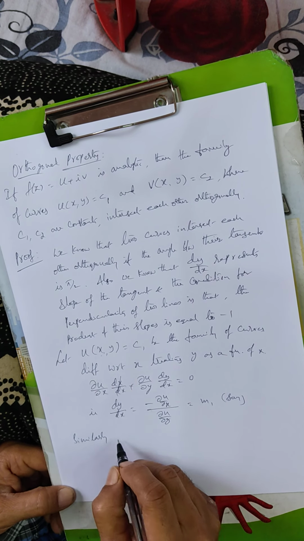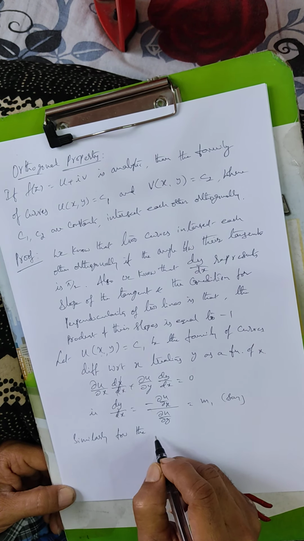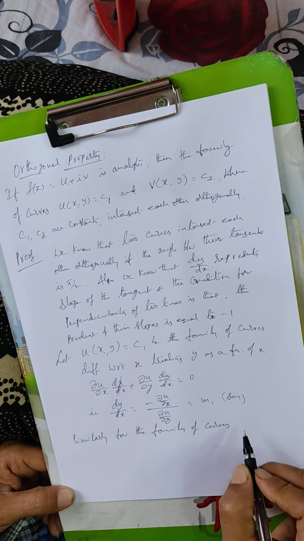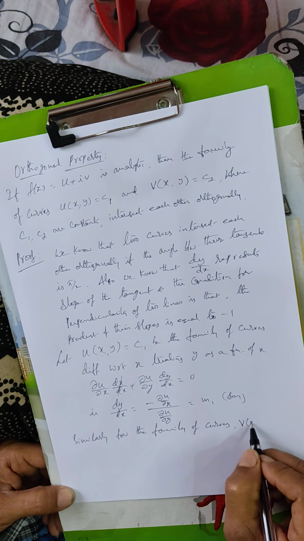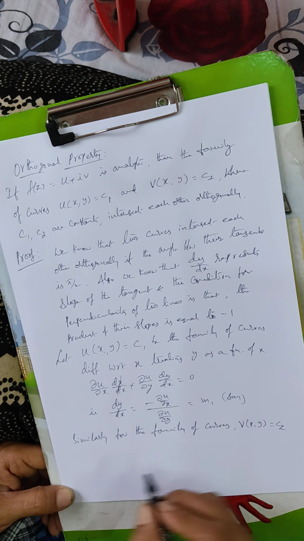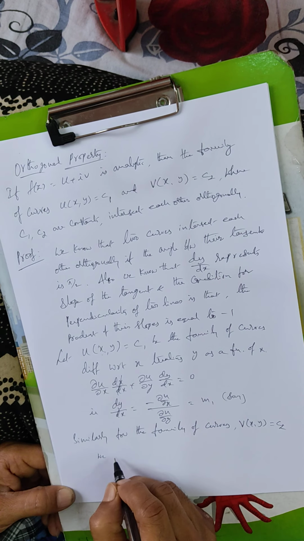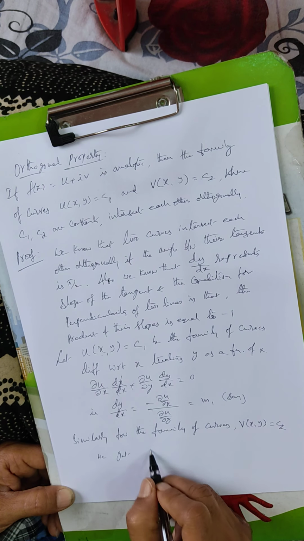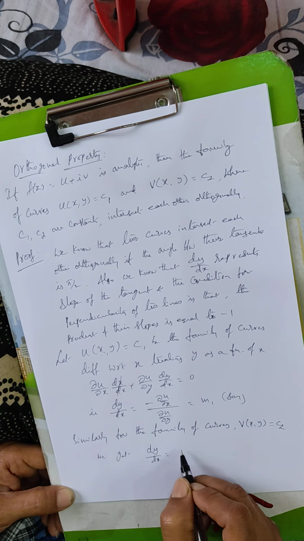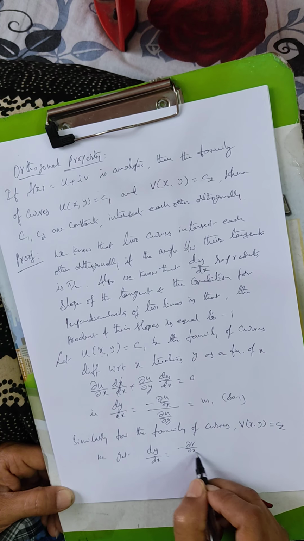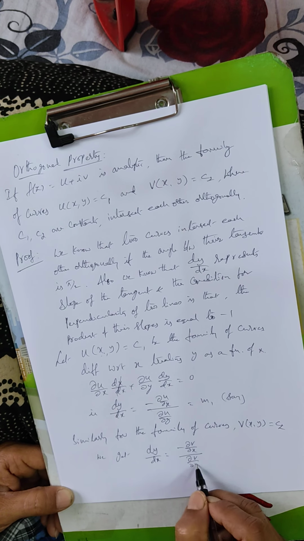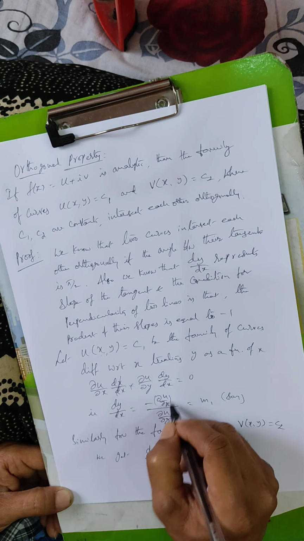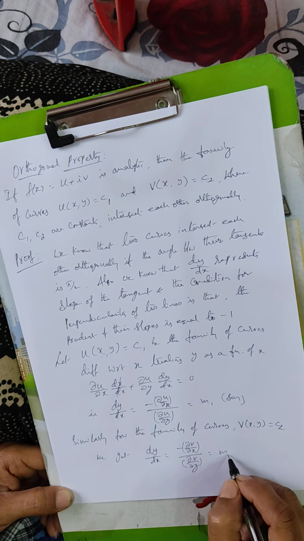Similarly, for the family of curves v of x comma y is equal to c2, we get, I'll write directly, dy by dx is equal to minus dou v by dou x divided by dou v by dou y. So that is m2.